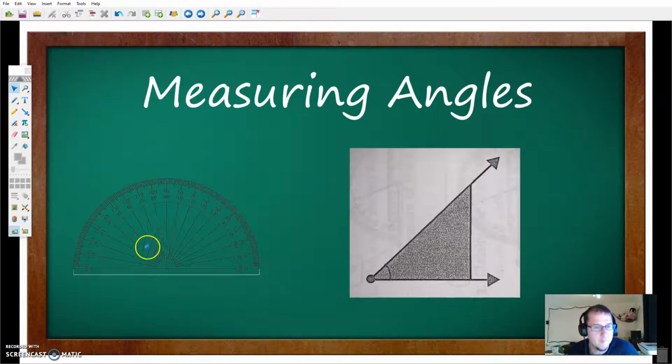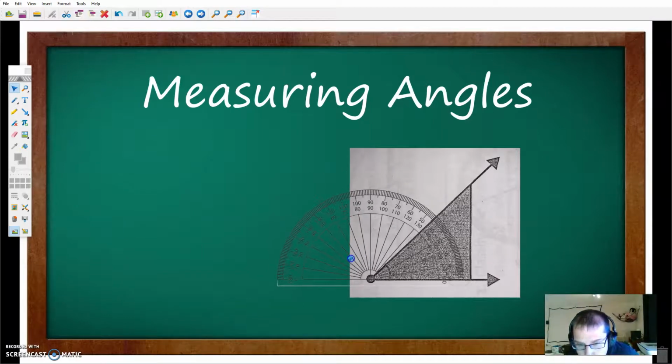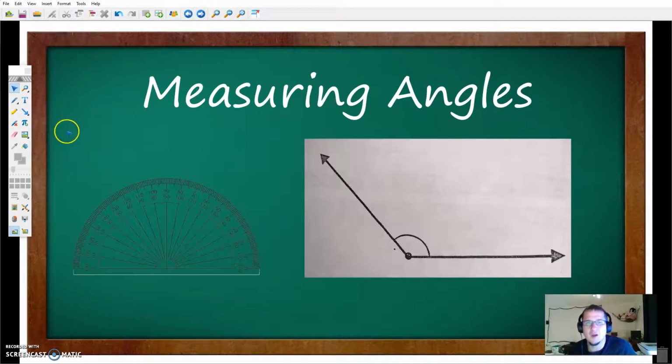Another one here. You want that dot, the endpoint there, to be right on that cross there at the bottom, and then it measures out. This one appears to be about 45 degrees. Okay, we've got one last one that we're going to measure.